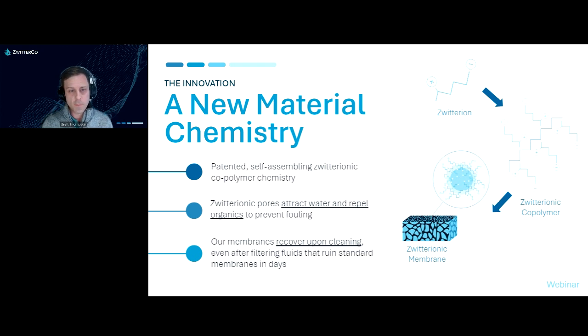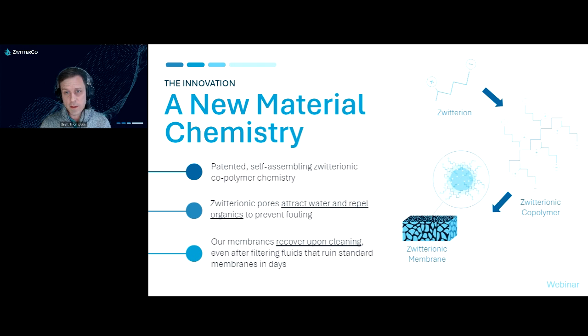So ZwitterCo has come up with a new method of doing that by incorporating copolymers. So zwitterionic copolymers: the copolymers provide a strong backbone, and the zwitterionic copolymers actually self-assemble into a pore structure, creating a zwitterionic membrane that's extremely hydrophilic, more so than any other material chemistry on the market for membranes.